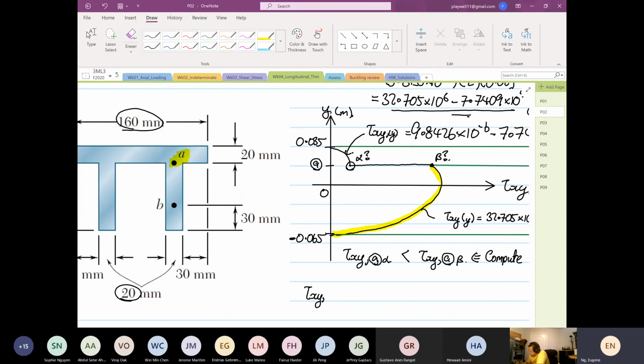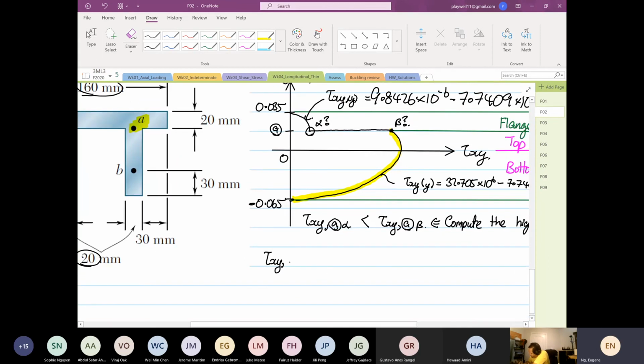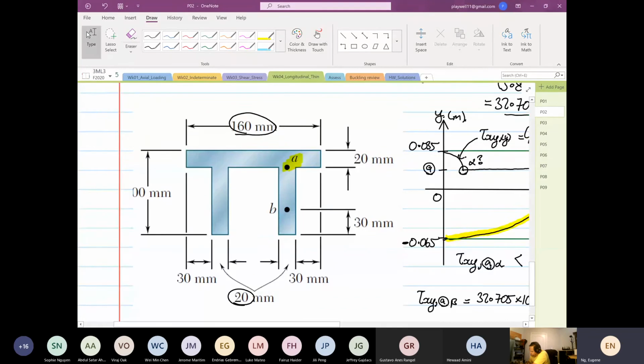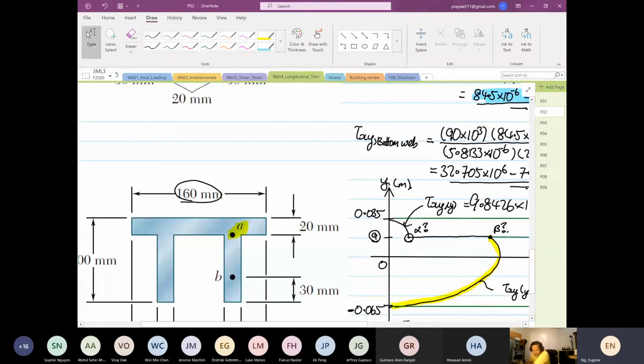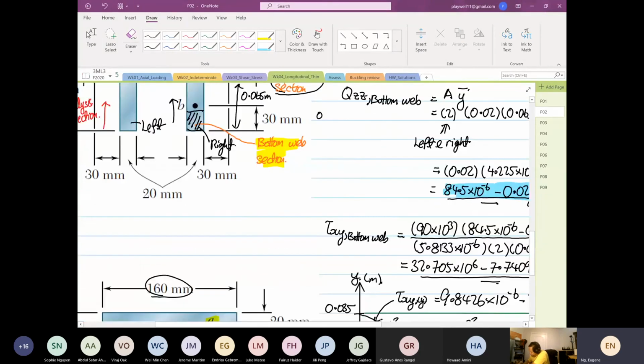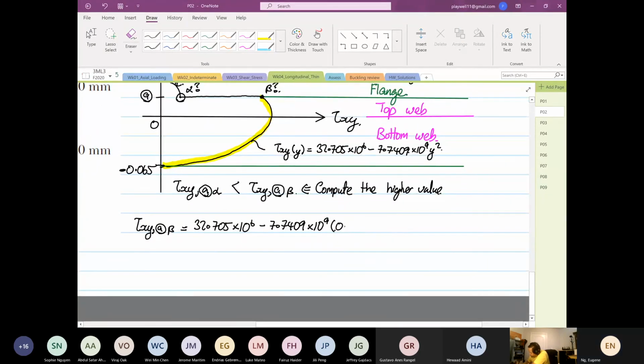So shear xy at point A to compute beta will be equal to 32.705 times 10 to the power 6, minus 7.7409 times 10 to the power 9. Now, the y value will be from the centroid to that point, which, if I'm not wrong, is equal to 0.015, and the whole thing is squared.